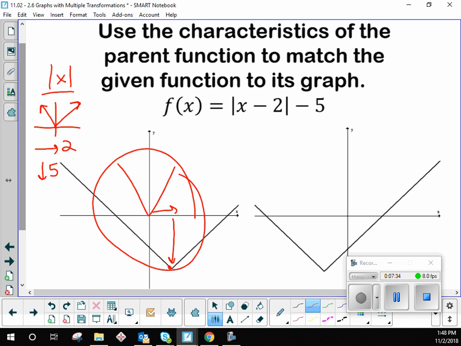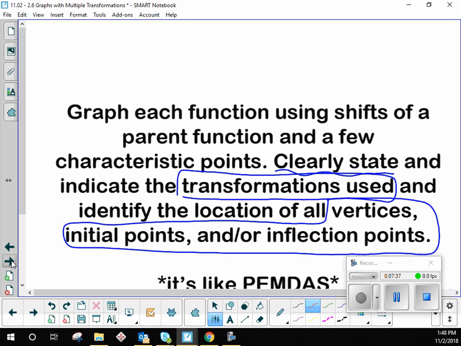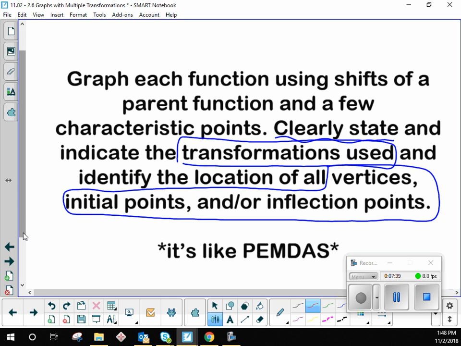Now we're going to do our own transformations. So these are the instructions for the rest of your examples. Graph each function using shifts of a parent function and a few characteristic points. And we want to be sure that we state or indicate these things. We're going to write down the transformations that we're going to use, and we're going to label their special points. Remember, each one has a different kind of special point. It's either an initial point or a vertex or an inflection point. Whatever its special point is, we're going to label it. And don't forget, that's kind of like PEMDAS, or working from the inside out.